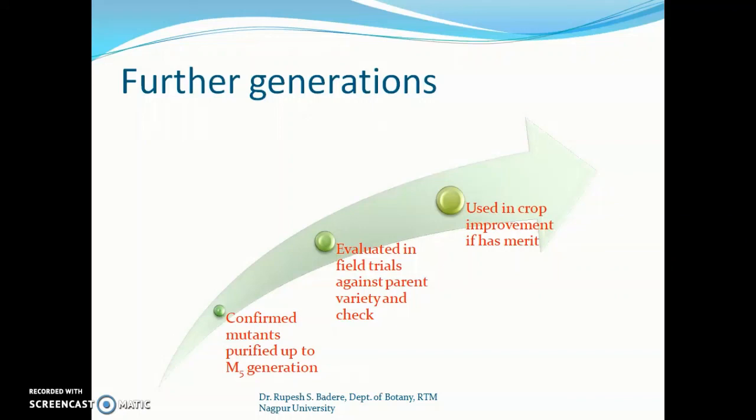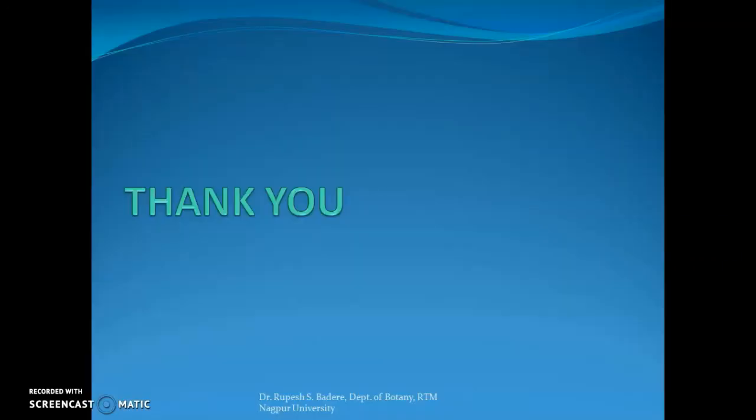Once they are purified, they are taken to the field trials, they are evaluated over there against the parent and the check variety, and if they are found suitable, then they can be used in crop improvement. Either they can be released directly as a variety, or if not, they can be crossed with the popular variety and the progenies can be selected. So friends, you have seen a very typical procedure to carry out the mutation breeding.